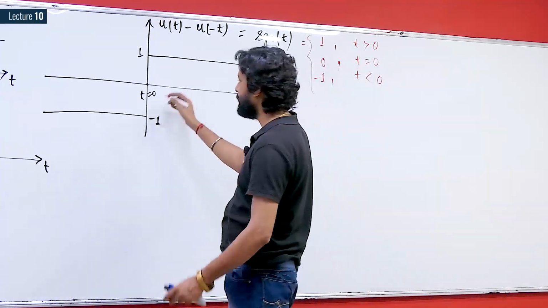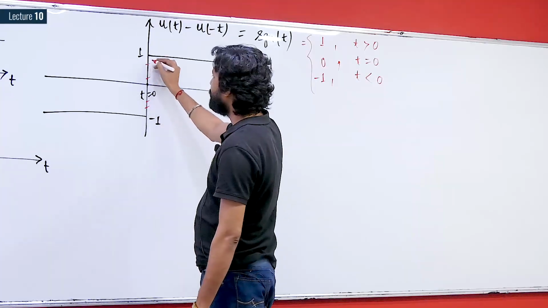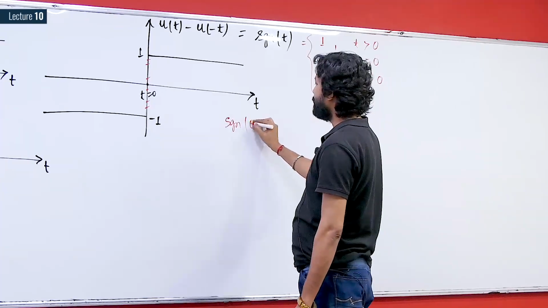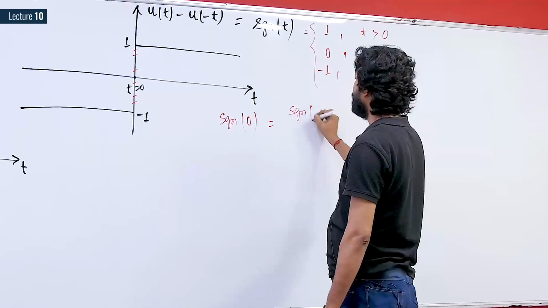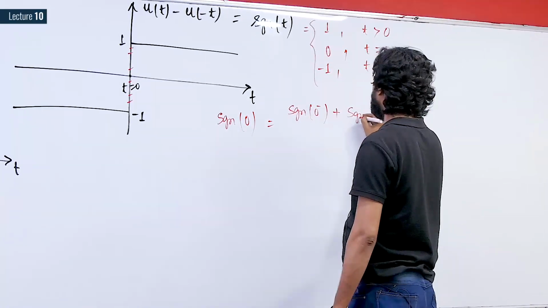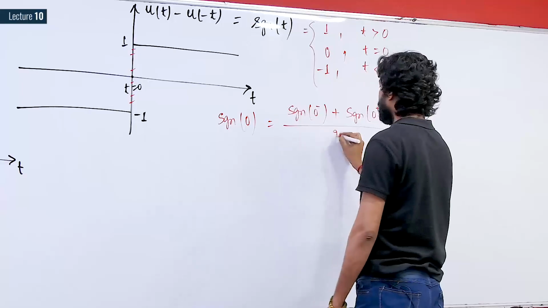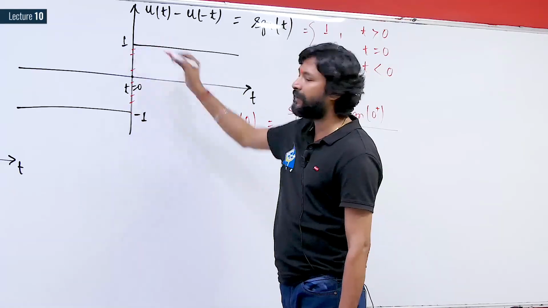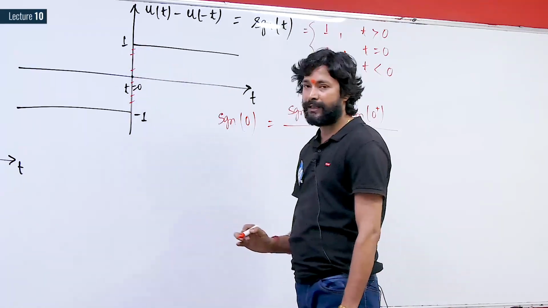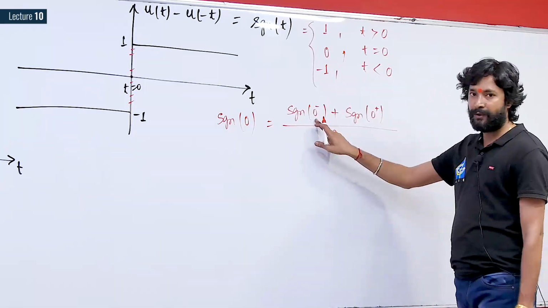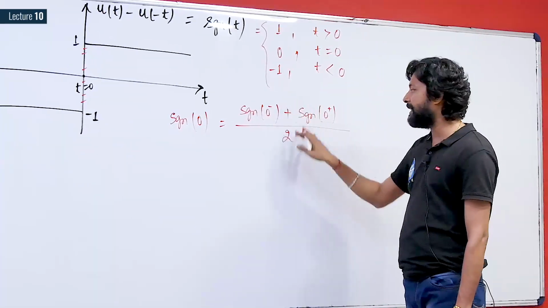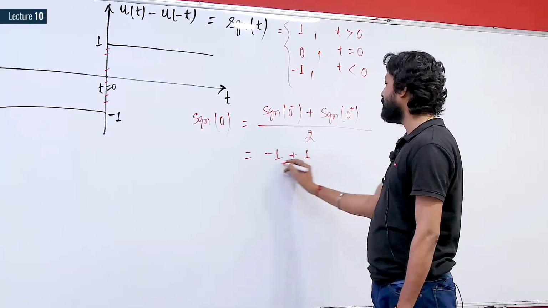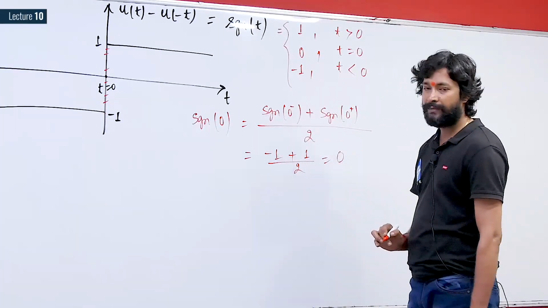How have we found the value at t equals 0? Again you can use the Gibbs phenomenon. If it has a discontinuity at t equals 0, then signum of 0 equals signum of 0 minus plus signum of 0 plus, divided by 2. That is, using the Gibbs phenomenon, if there is a discontinuity at any point, where the value is suddenly changing from minus 1 to 1, then to approximate the value at t equals 0, you take the value just before 0 and the value just after 0, and you take the average of these two. The value just before 0 is minus 1, the value just after 0 is plus 1, so the result at t equals 0 will be 0.